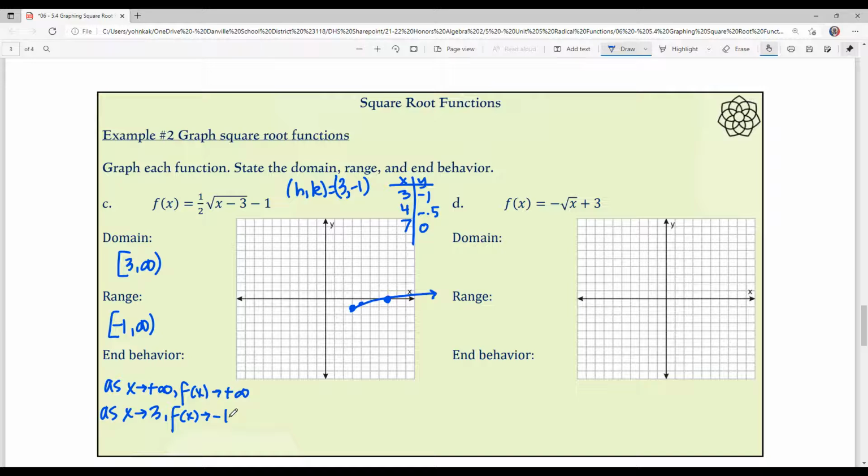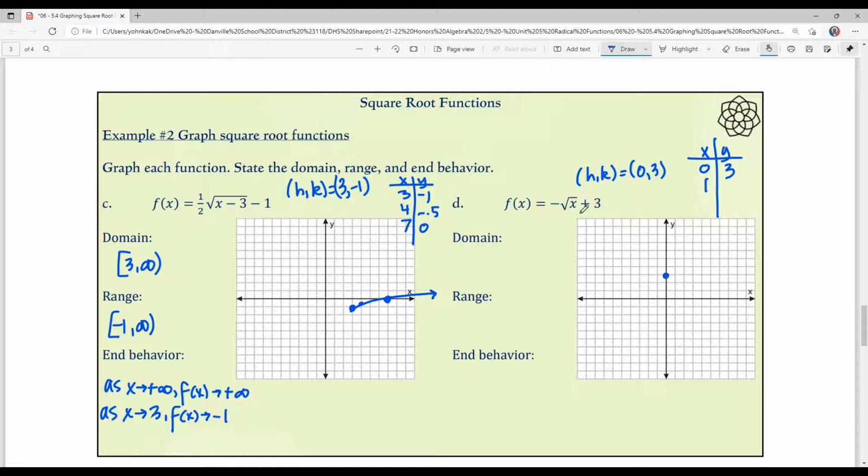All right, if we take a look at letter D, f of x equals -square root x plus 3. Notice the plus 3 is not underneath the radical, so that's a translation up 3 units. Notice also that there's a negative in front, which means my graph is reflected on the x-axis. So my h and k are going to be 0, 3. That's going to tell me where to start my table, 0, 3, also where to start my graph.